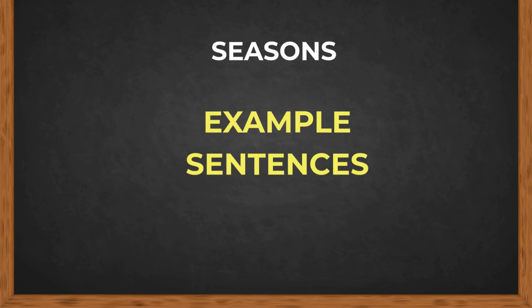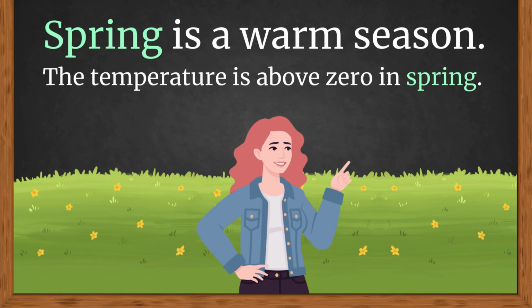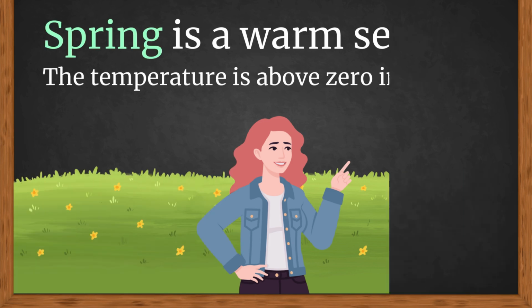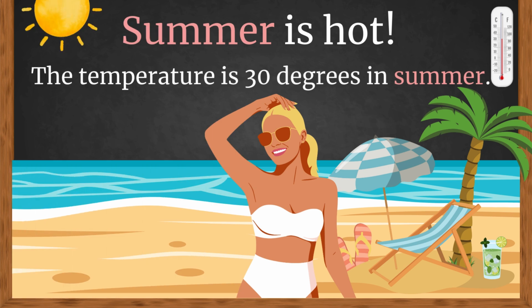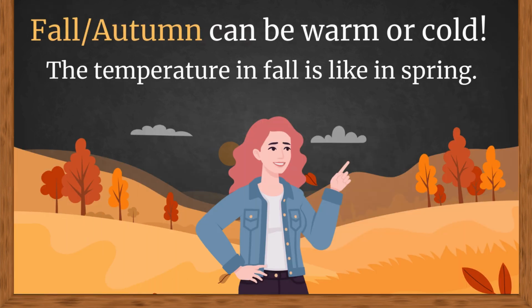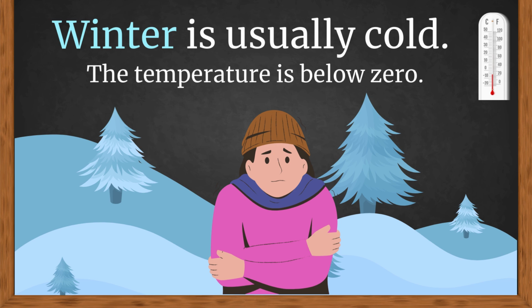It is time to see example sentences. Spring is a warm season. The temperature is above 0 in spring. Summer is hot. The temperature is 30 degrees in summer. Fall, autumn can be warm or cold. The temperature in fall is like in spring. Winter is usually cold. The temperature is below 0.